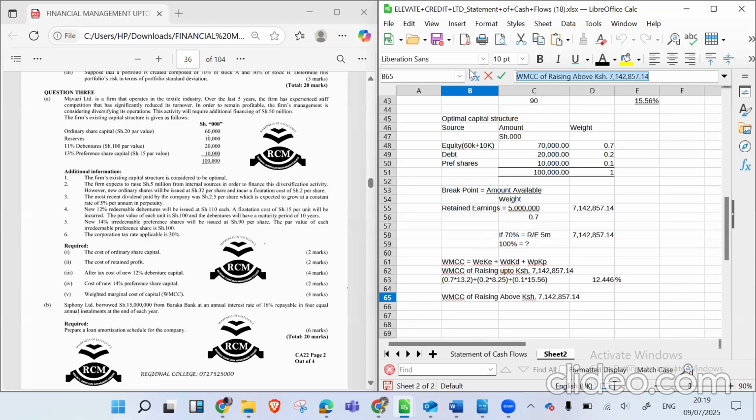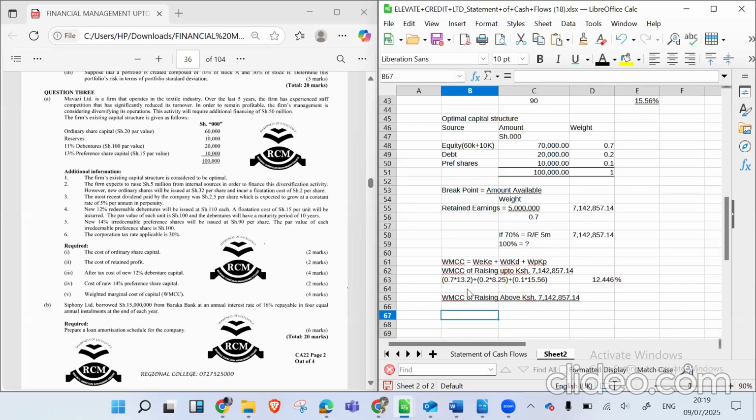Now, if I go beyond that amount, if I go beyond the breakpoint, anytime I exceed 7,142,857, now I no longer have the retained earnings. I'll be left with only the option I'll be left with as far as equity is concerned. Now I'll be using the ordinary shares. So what am I talking about?